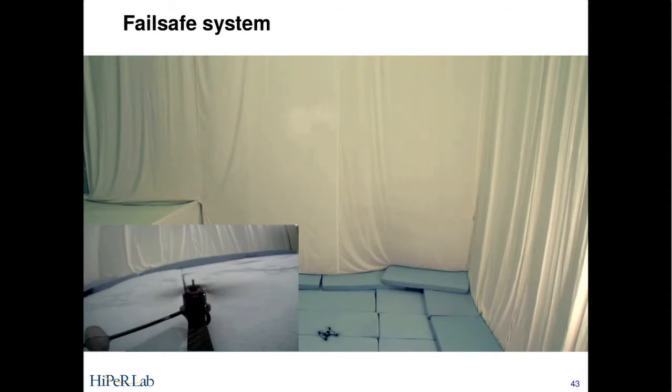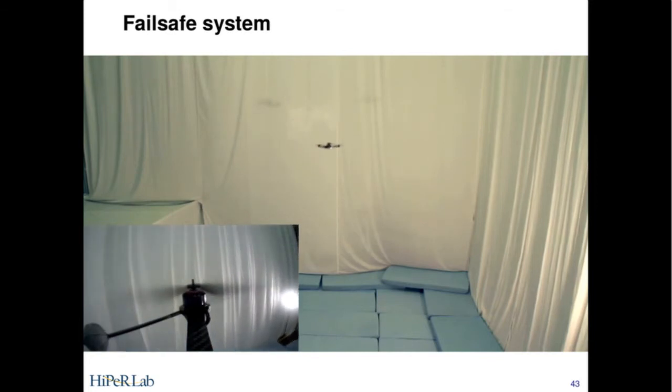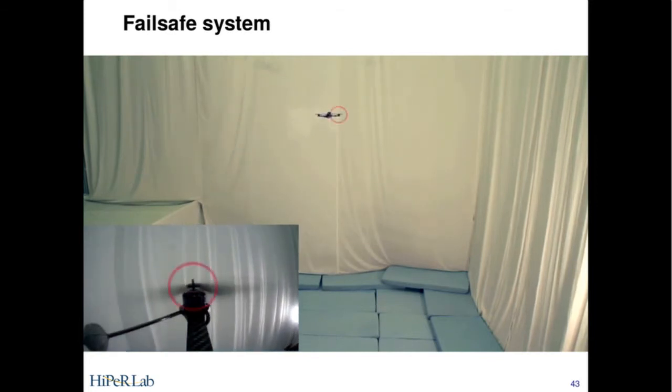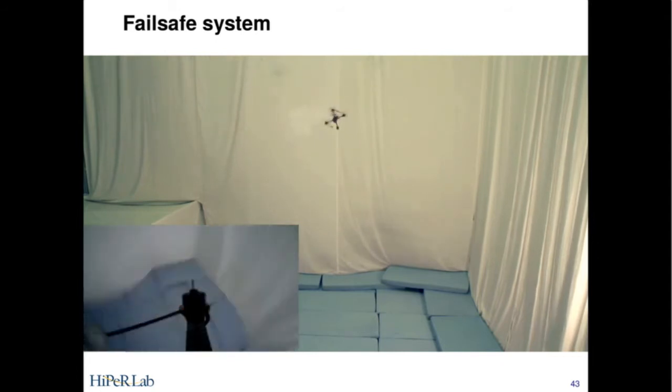So there's supposed to be a nut here which holds the propeller down, but this nut is missing. So it's just held on by friction. And as it is flying, this friction is not quite sufficient to hold the propeller down. So eventually, it will fall off. So we see this failure happening.